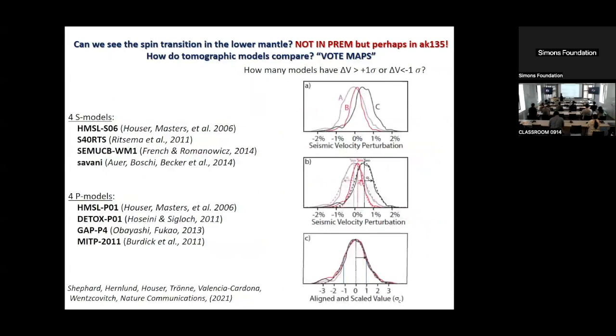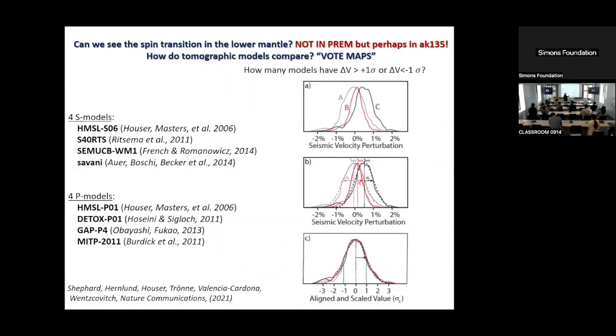So what we did was analyze four S models and four P models. I worked with seismologists and geodynamicists to do this, and this was published in 2021. These tomographic models don't agree with each other. Their images differ in many respects. If you sit at a certain depth and calculate the velocity distribution at that depth, these models have different distributions centered around different points, because they have different reference states as well.